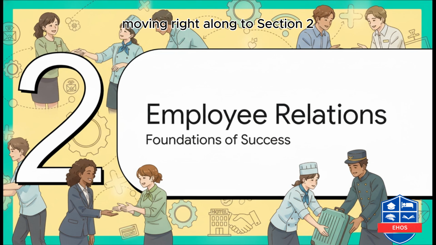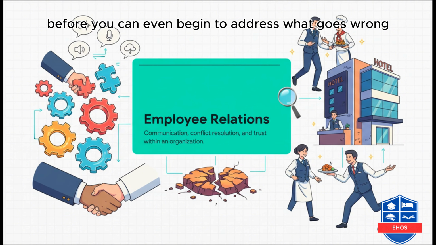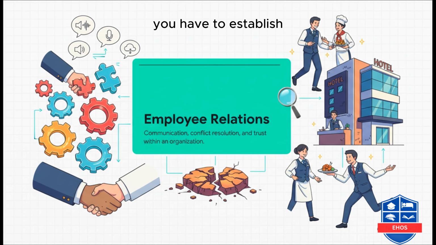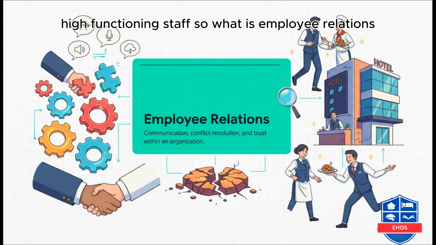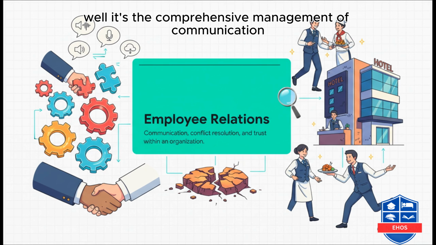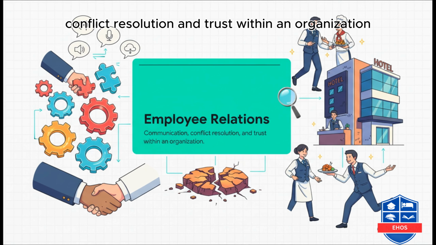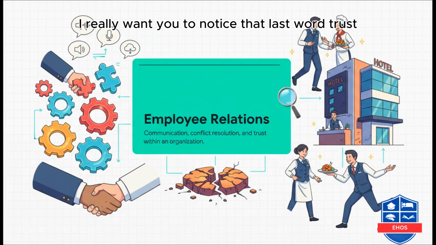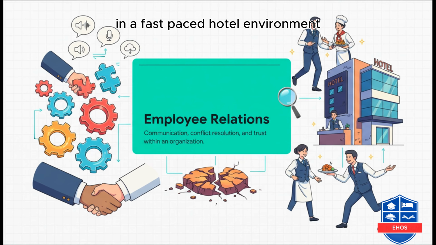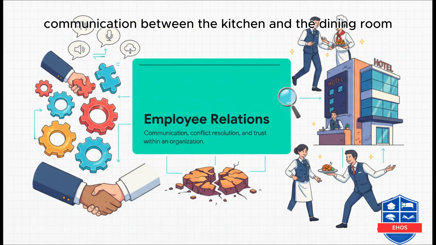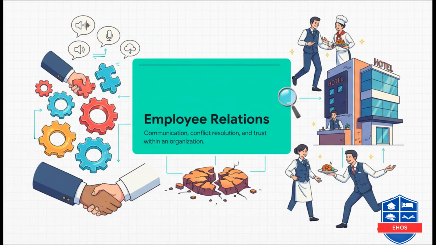Moving right along to section two, foundations of employee relations. Before you can even begin to address what goes wrong in a hotel, you have to establish the baseline requirements for a healthy, high-functioning staff. So, what is employee relations? Well, it's the comprehensive management of communication, conflict resolution, and trust within an organization. I really want you to notice that last word, trust. In a fast-paced hotel environment, if a front desk agent doesn't trust their manager, or if there's just poor communication between the kitchen and the dining room, the entire operation fractures. Trust and communication are absolutely not just corporate buzzwords, they are vital operational imperatives.